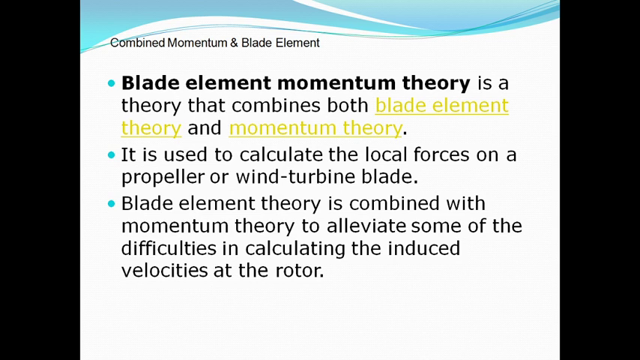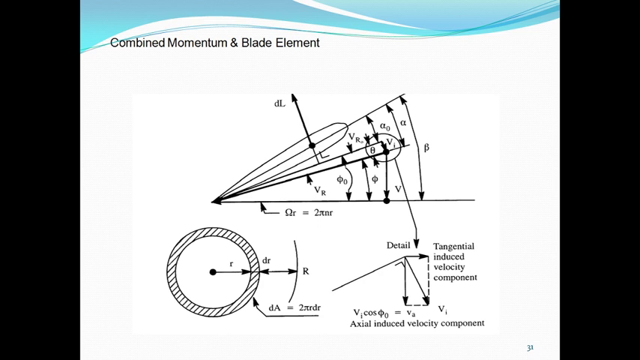As mentioned here, the blade element theory is combined with the momentum theory to answer some of the difficulties in calculating the induced velocity at the rotor. This shows the theory basically. Here it is similar to the one we have seen for the blade element theory. This is our aerofoil, this is our propeller cross section, and we know the forces. In the last class we have seen this with V infinity, the axial flow velocity.